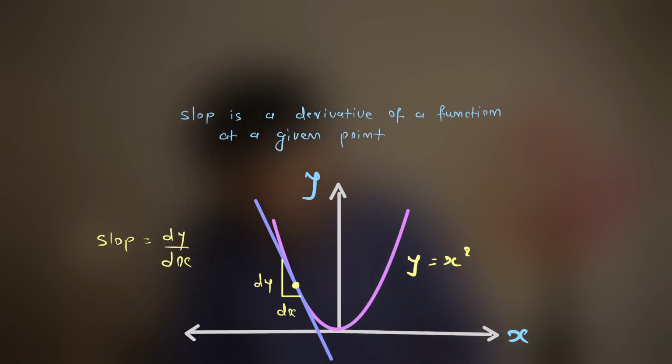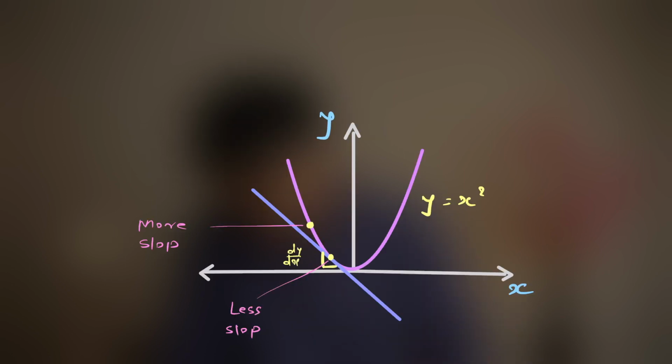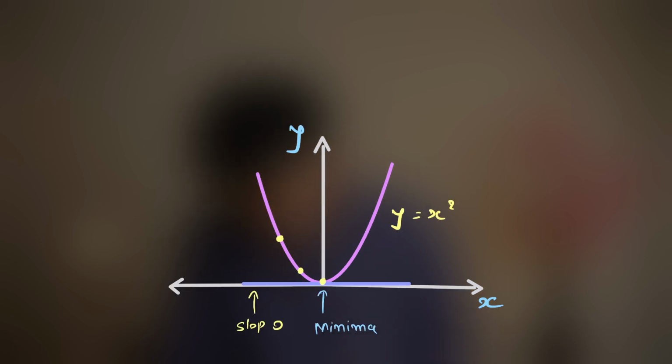If we move forward and take the slope at another point, then it will be a little less. If we again move forward and take the slope at this lowest point, then we will have a flat line and the slope will be equal to 0. That means dy by dx is equal to 0 and y is equal to x square. So d upon dx of x square is equal to 0.